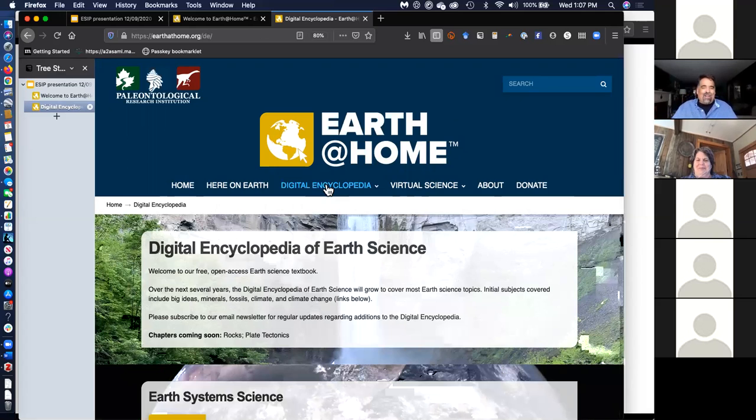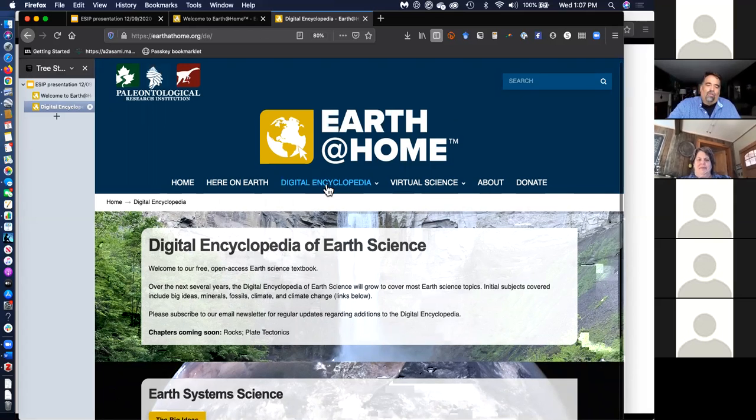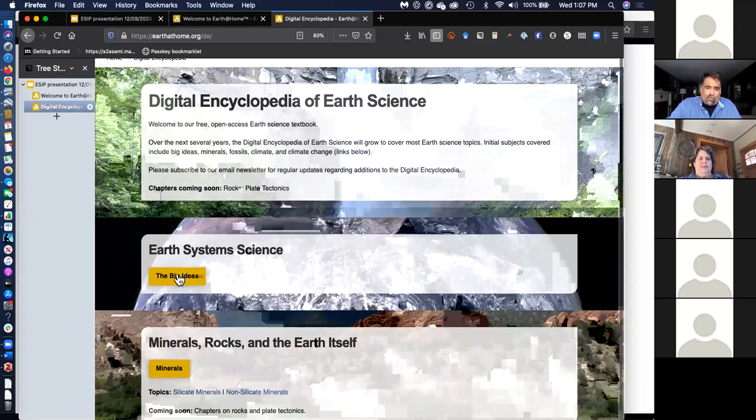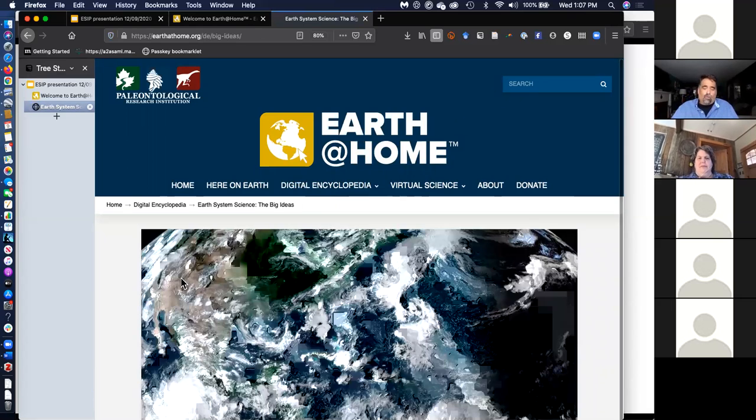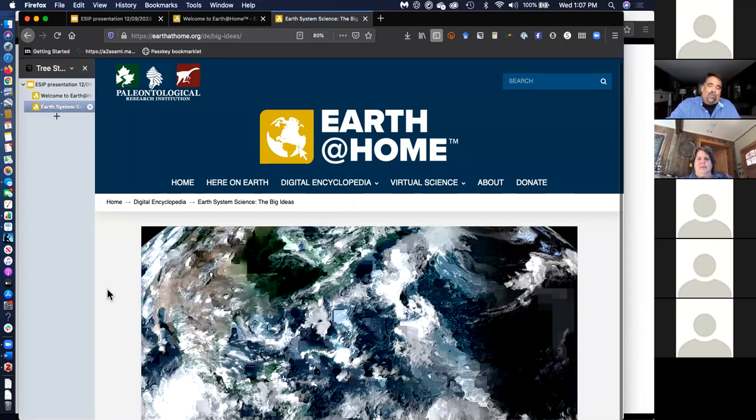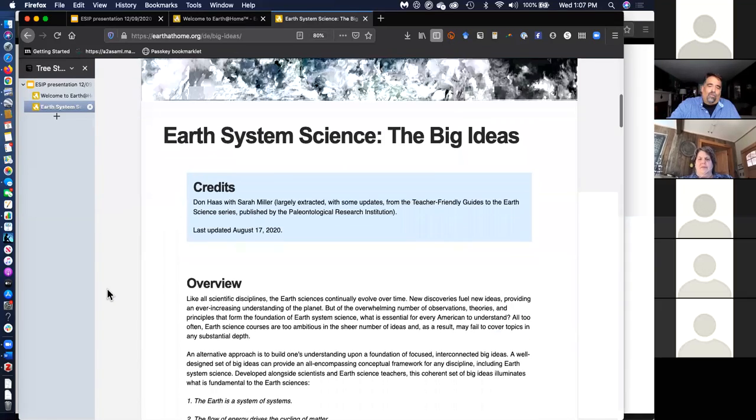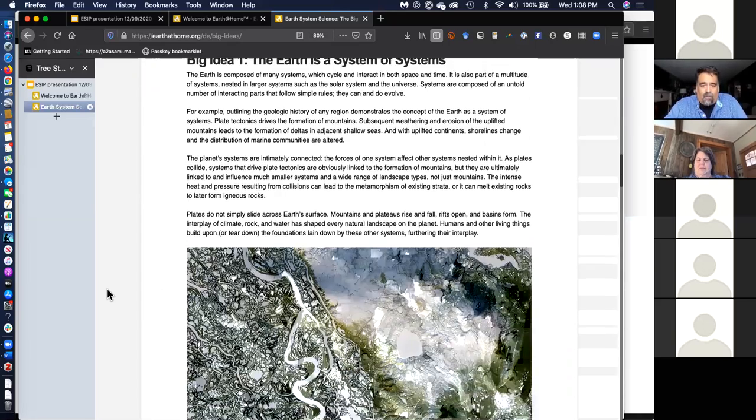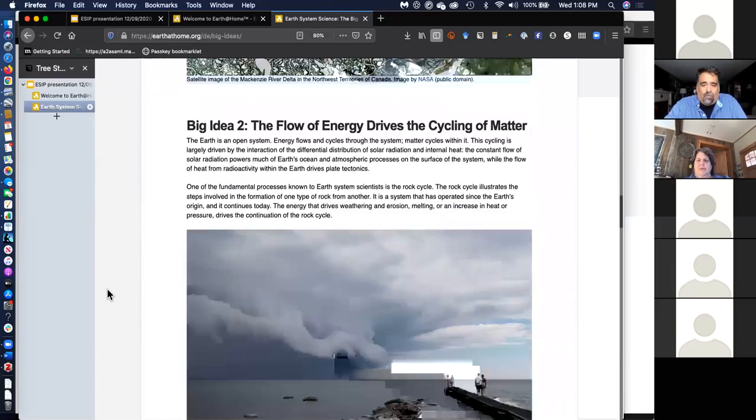So we're flying through. The second section is the Digital Encyclopedia of Earth Science. That also has sections, and this introductory page includes the various pieces you saw there. I'll suggest that the big ideas are a good place to start, where we sketch out five big ideas that everyone ought to understand about the nature of the Earth system. It gives a brief introduction here and some illustrative examples.